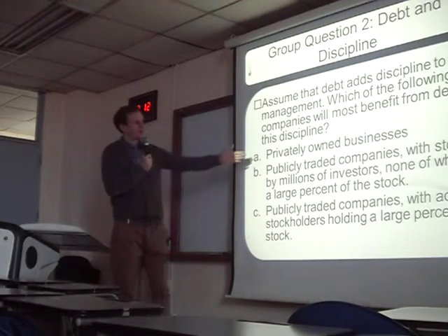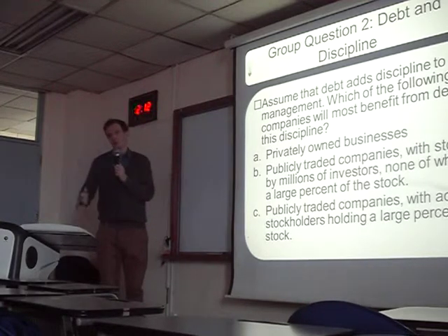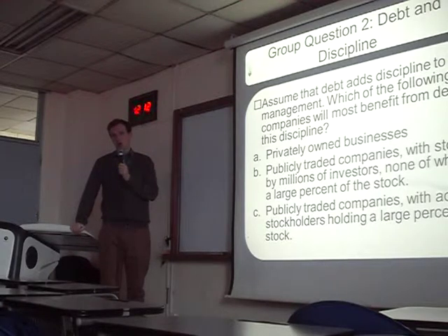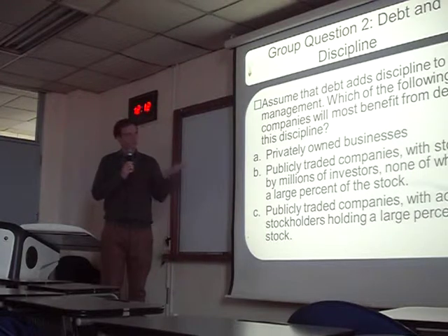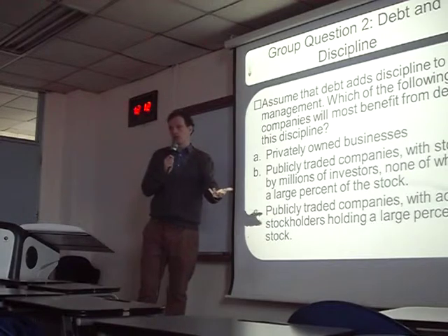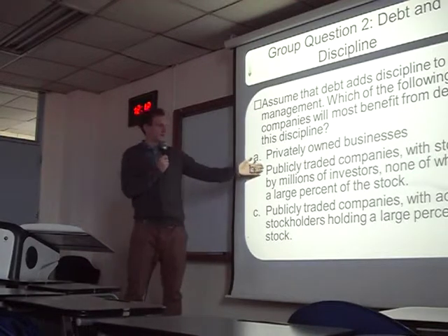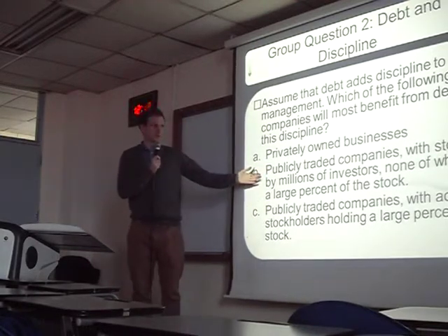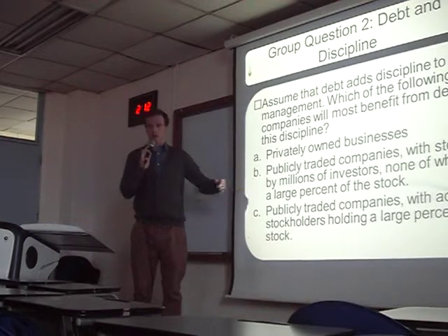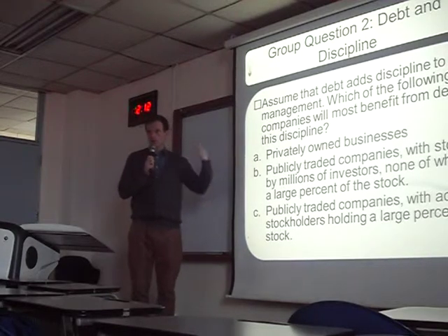Okay, usually in the privately owned business, the owner is the manager. Okay? Generally the owner is the manager. If you own your own restaurant or your own laundry shop, or a small business, you're the manager of the business. So we don't really need to add discipline. That's your own, the owner is managing the company, then we don't need to add discipline to ourselves, right? The publicly traded company with millions of investors, then yes, it's very widely spread out. So maybe the managers might be a little bit lazy if they get a chance, right? There's nobody watching or controlling them well.